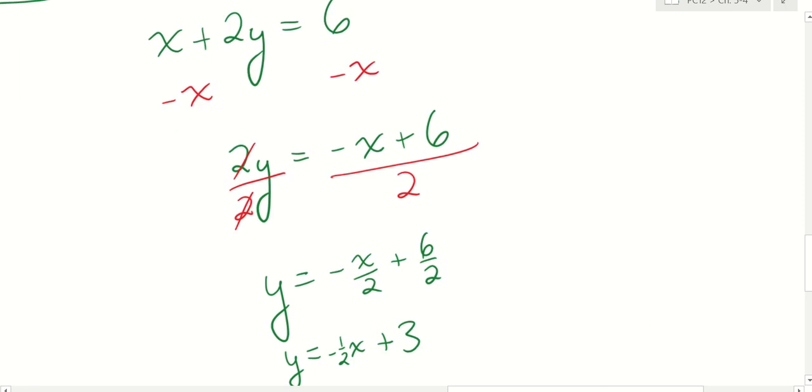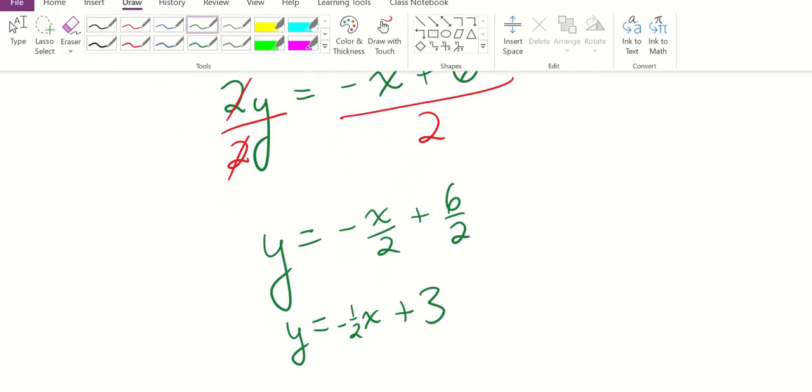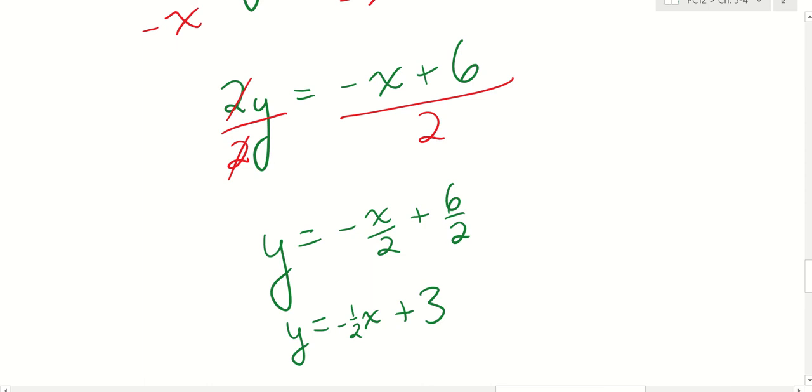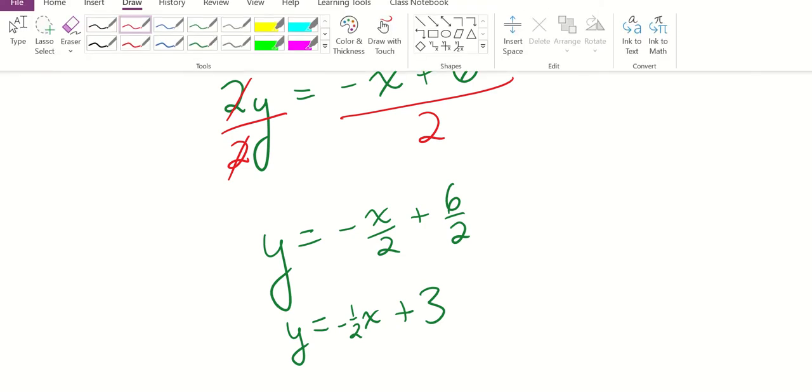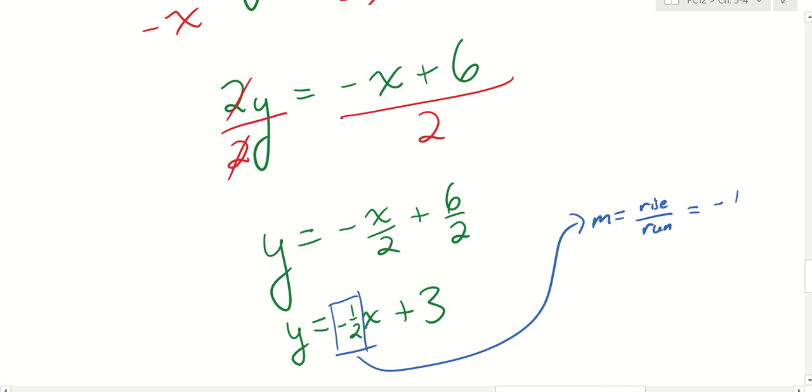Why is it interesting to put this into slope-intercept form? Because here you can spot, I'll do this in blue, here you can spot that the coefficient in front of your x is your slope. And another way to state that is that it's your rise over run. So how far up you go versus how far across you go. So negative 1 over 2.